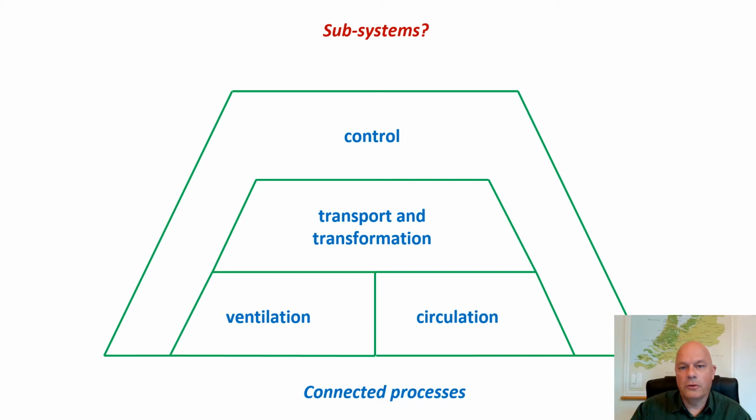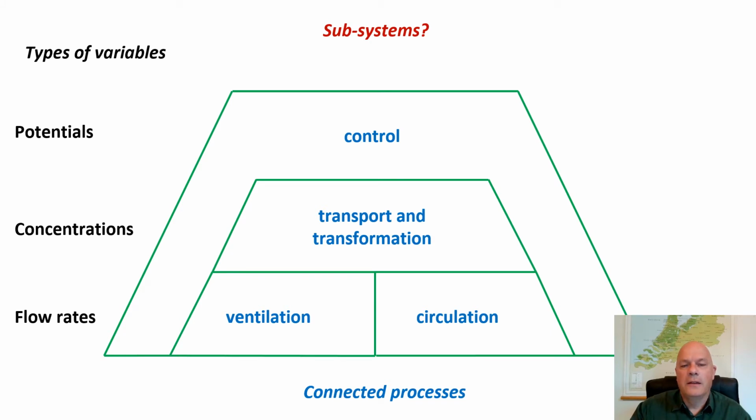Also, as part of control, we have external control systems, mostly using drugs. So much later on, I realized that the types of variables in these different layers were different. At the bottom, we're mostly looking at flow rates and related volumes and pressures. At the next layer, we're looking at concentrations of hormones, drugs, etc. And at the higher layer, we're mostly looking at nerve potentials.